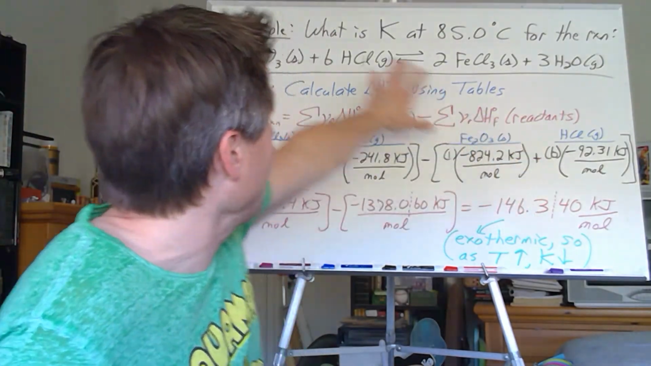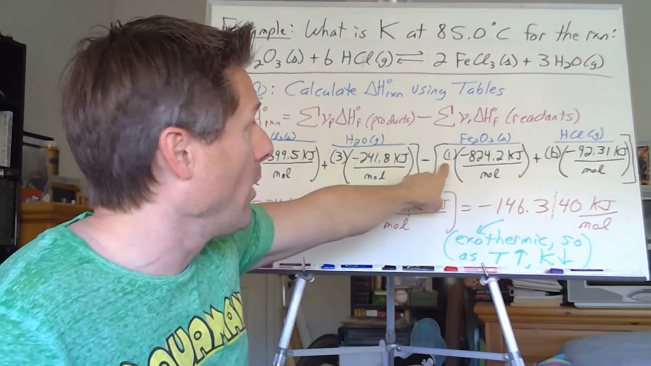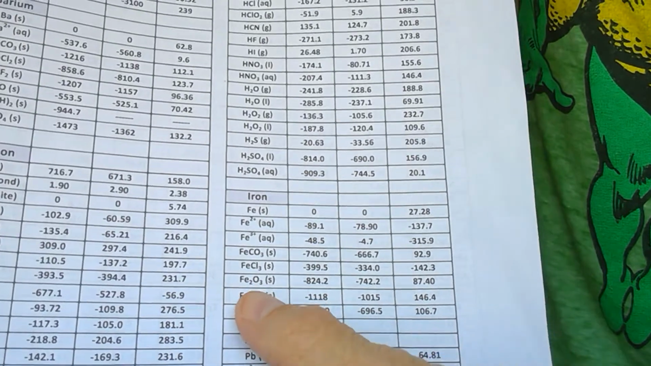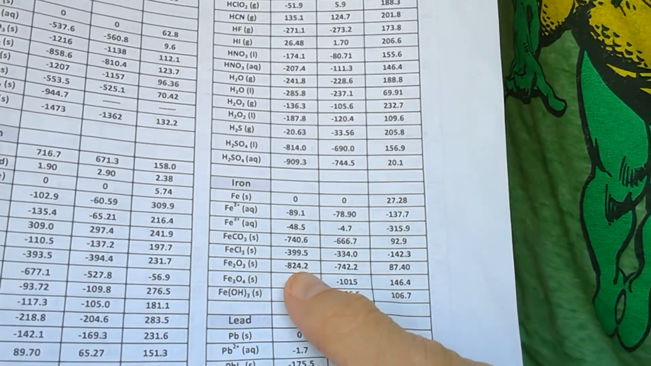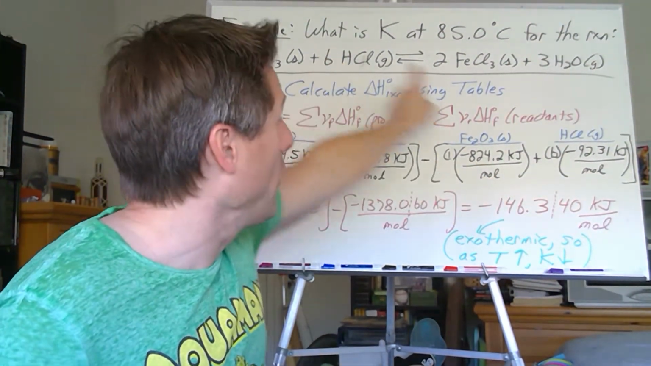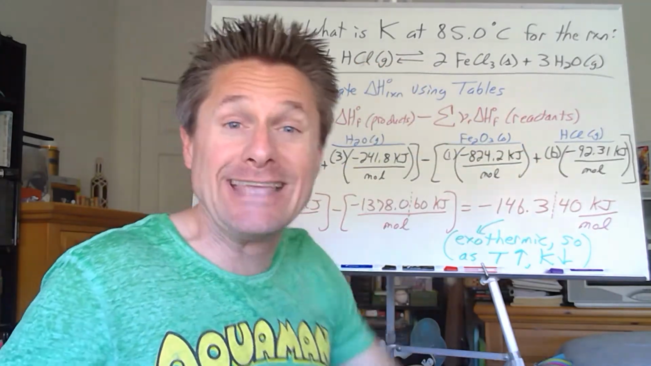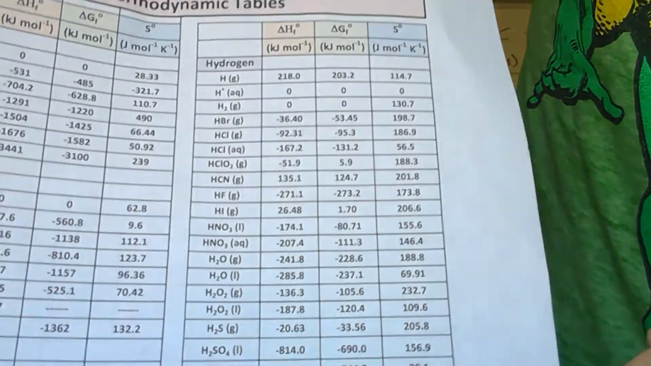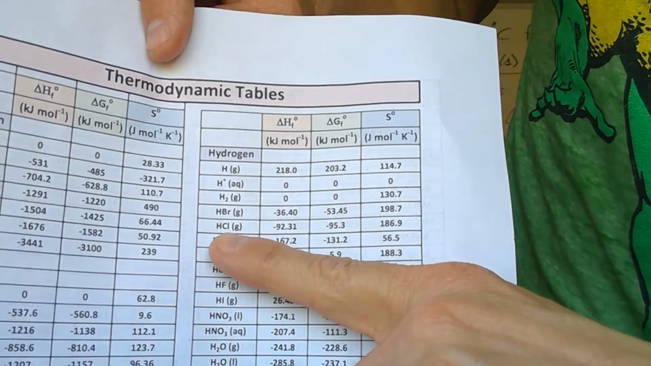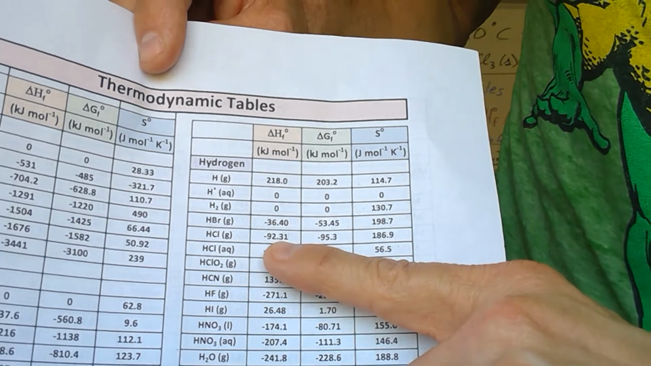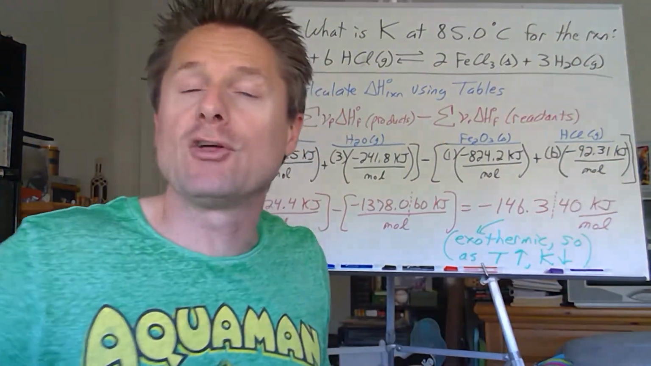Let's do the summation of our reactants. So we've got 1 mole of the Fe2O3, so we put a 1 here. Let's look up the value for Fe2O3. So we'll look under iron again. Ooh, like Iron Man. Fe2O3 is here. That would be negative 824.2 kilojoules per mole. And then we've got 6 moles, so there's the 6 times the HCl gas standard molar enthalpy of formation. HCl gas, right there under hydrogen. Not aqueous. We want the gas. So that's negative 92.31 kilojoules per mole.